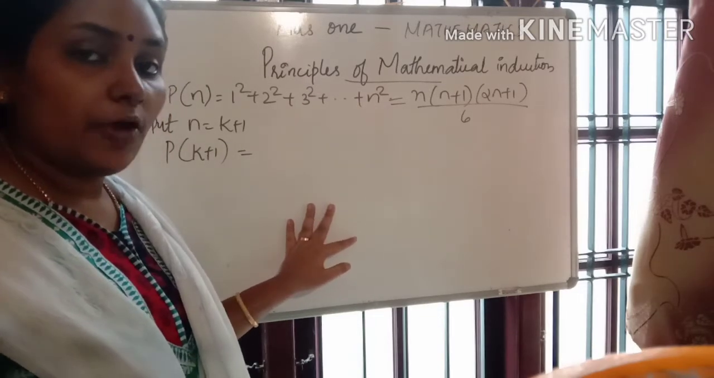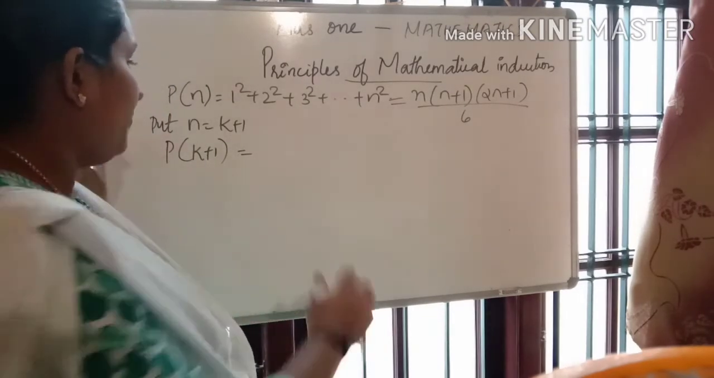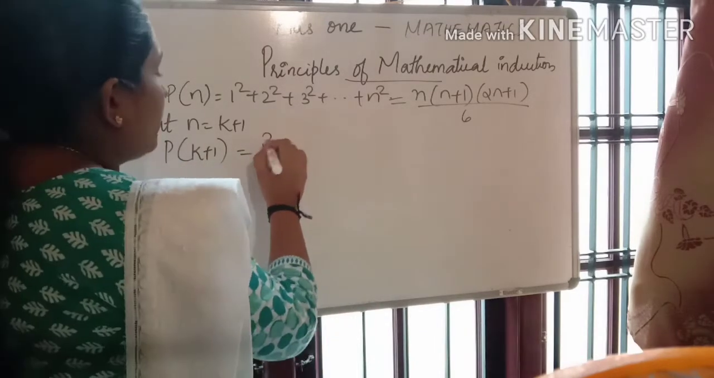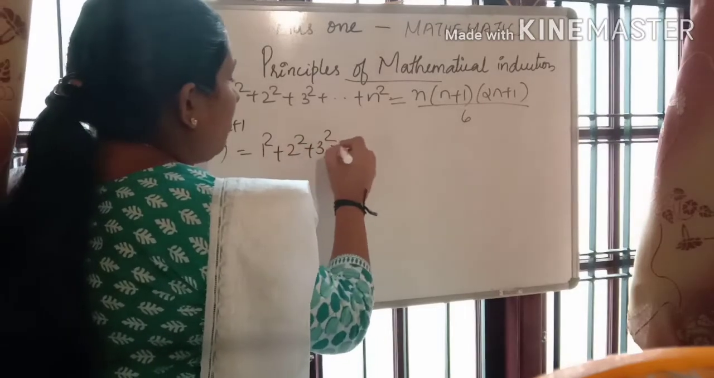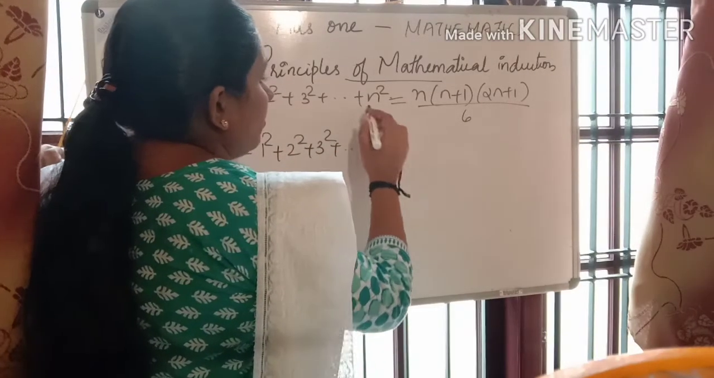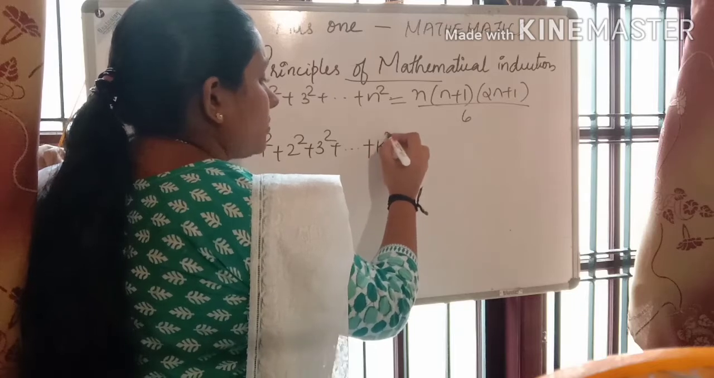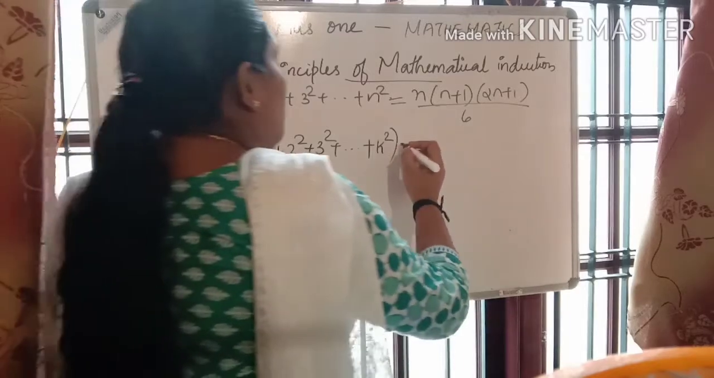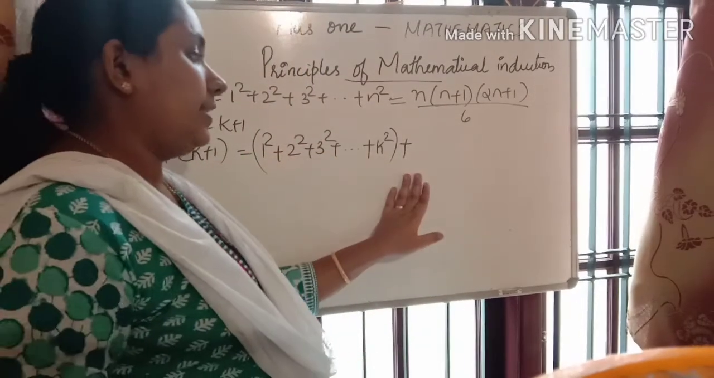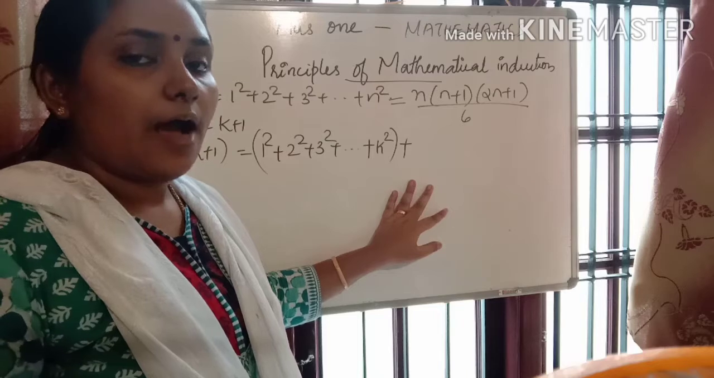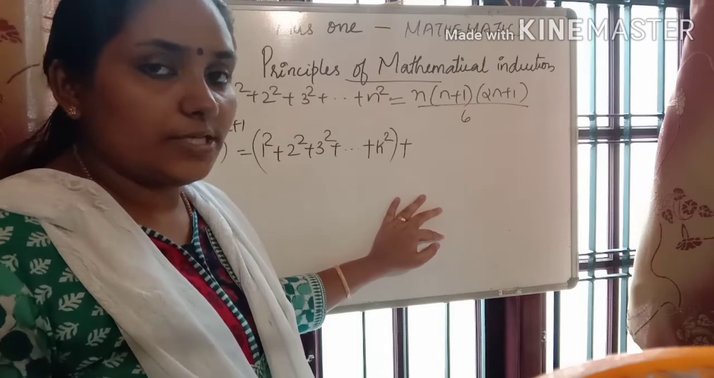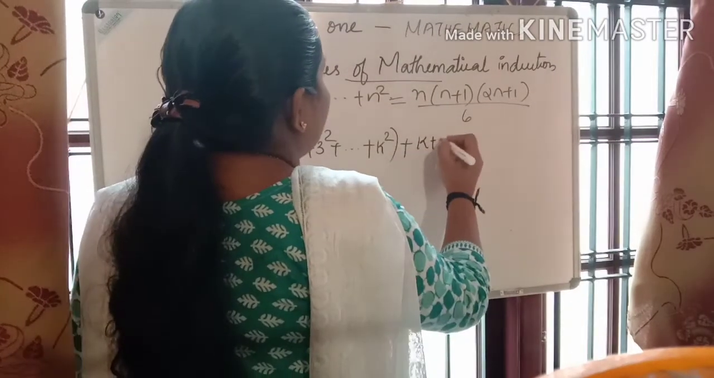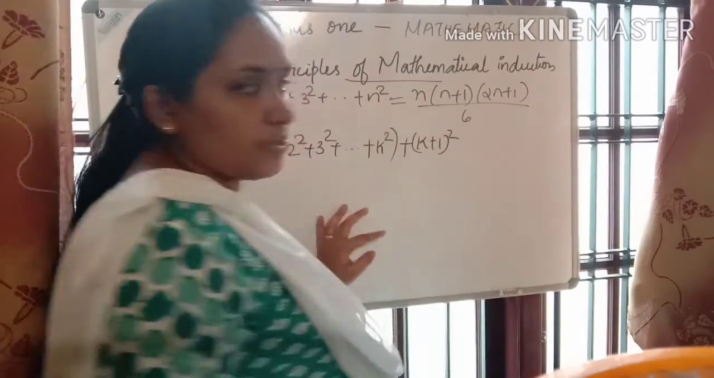How will we prove this P of K plus 1 is true? See, just apply K plus 1 instead of N over here. 1 square plus 2 square plus 3 square, etc., plus K square, right? Here the only thing we know is that after the K value, there will be K plus 1, K plus 2, K plus 3, etc. After the K value there will be K plus 1, that is K plus 1 the whole square, right?